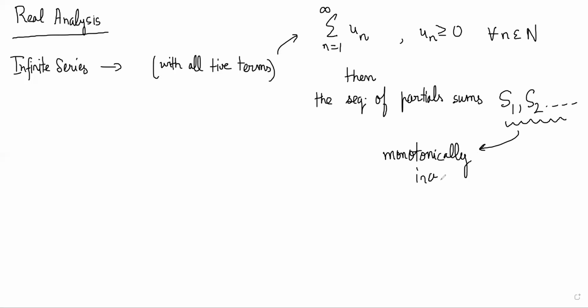Why do you think it will be monotonically increasing? Because every time the terms being added are positive terms. So these terms are all positive. Therefore, whenever you add, it will become increasing, right? So why are we considering positive terms?